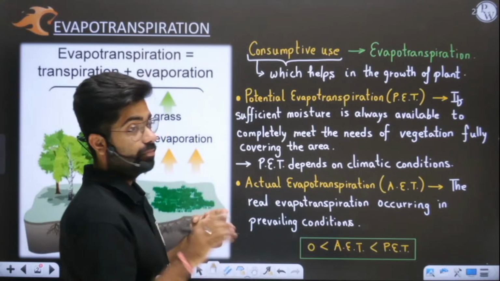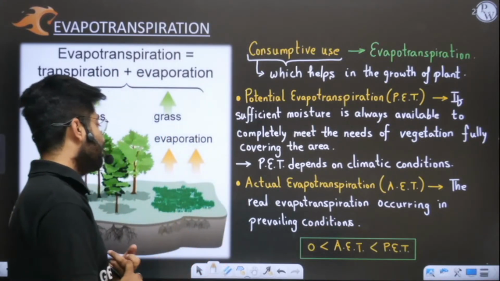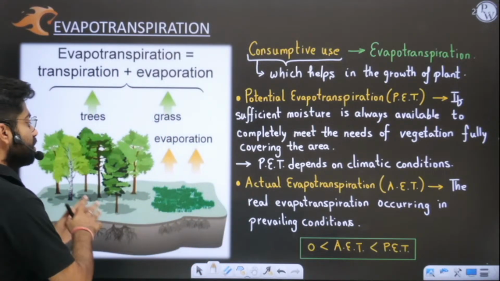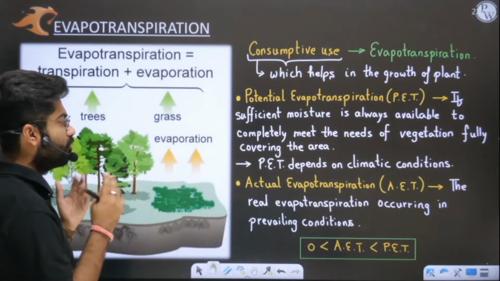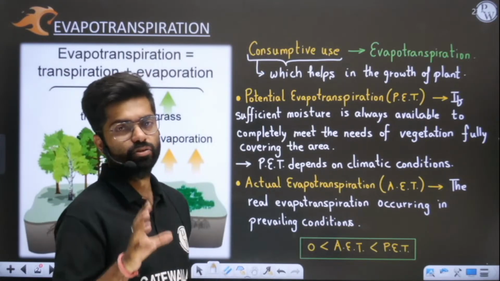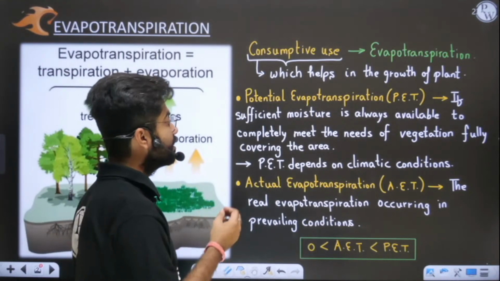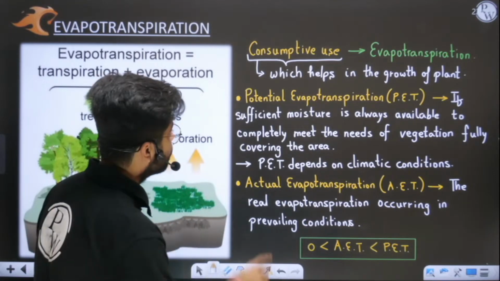Okay, but we have to ensure that this field is fully covered with vegetation. Okay, if it is fully covered with vegetation, then obviously whatever water is going away, we are assuming that it is contributing to the growth of the plant. Okay, that I told you.